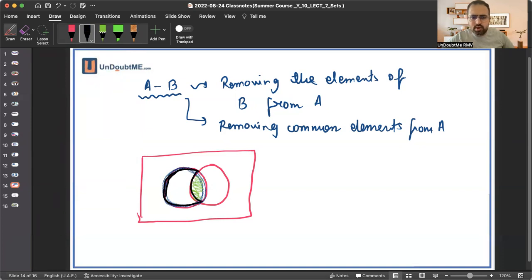is what we call A minus B. So in the Venn diagram, it looks like this. To make it more clear, you can read the above statements again. And still, if there is any doubt to anyone, you can ask.